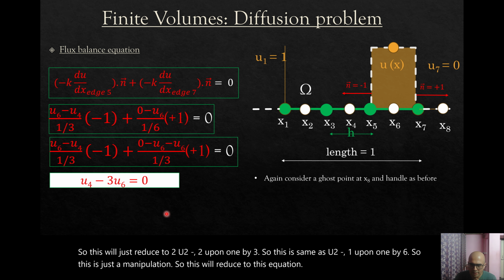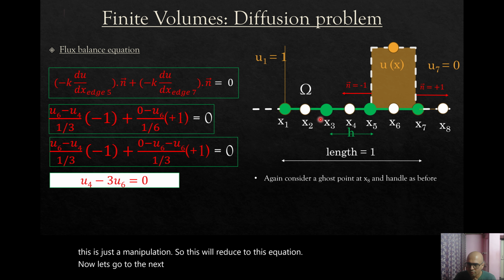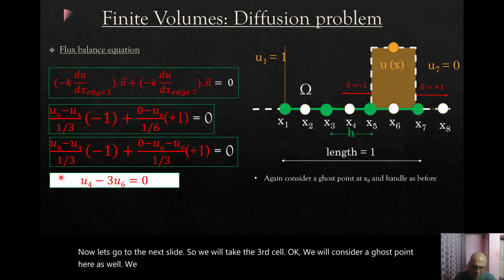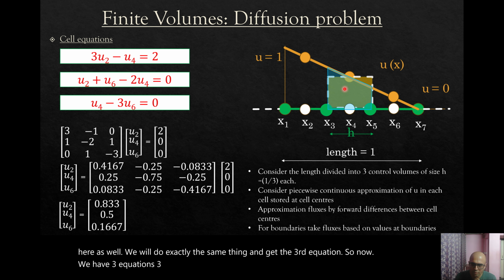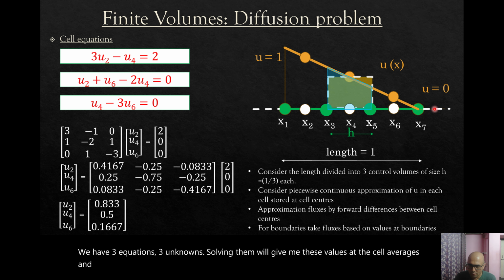Now let's go to the next slide. We'll take the third cell. We'll consider a ghost point here as well, do exactly the same thing and get the third equation. So now we have three equations and three unknowns. Solving them gives me the values at the cell averages, and these lie perfectly along the analytical solution, u is equal to 1 by x. So this is the solution.